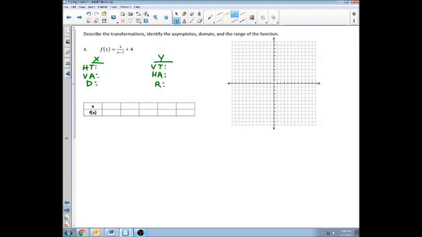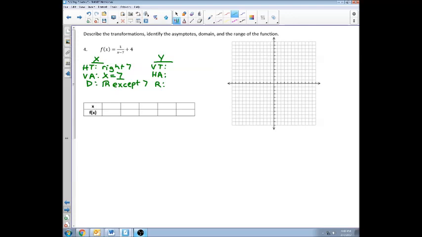Okay? Our horizontal translation comes from this x minus 7. I do not follow the sign that's underneath the fraction bar, so it's actually going to move to the right 7. Go right 7, which means my vertical asymptote, which starts at x equals 0, has now moved to the right 7, so now is x equals 7. And my domain is all real except for my vertical asymptote, which in this case is 7.